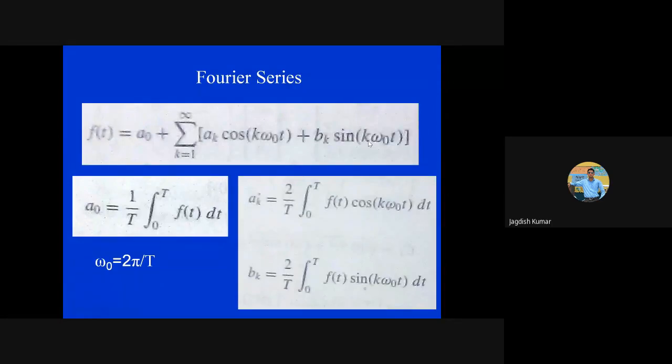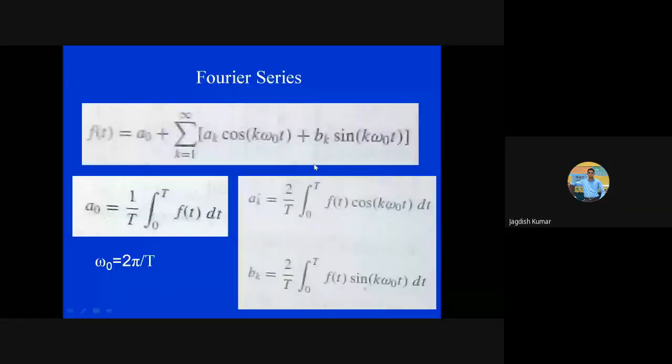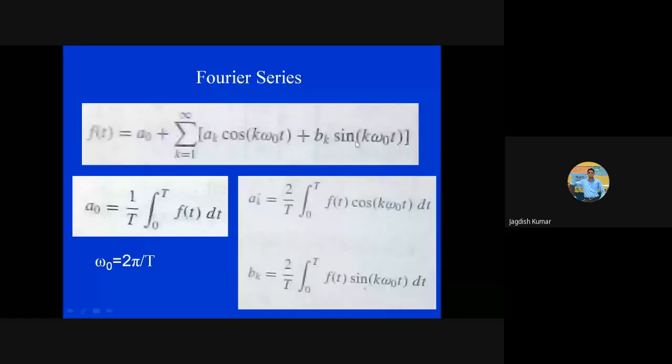So it means that by adding sinusoidal functions of frequencies omega naught, 2 omega naught, 3 omega naught, and so on, we can get any function with a Fourier series, where the first term is called the cosine Fourier series and the second term is called the sinusoidal Fourier series.